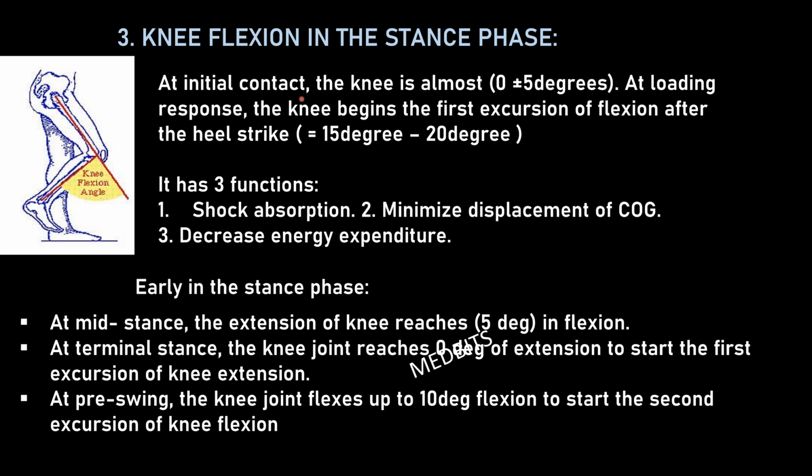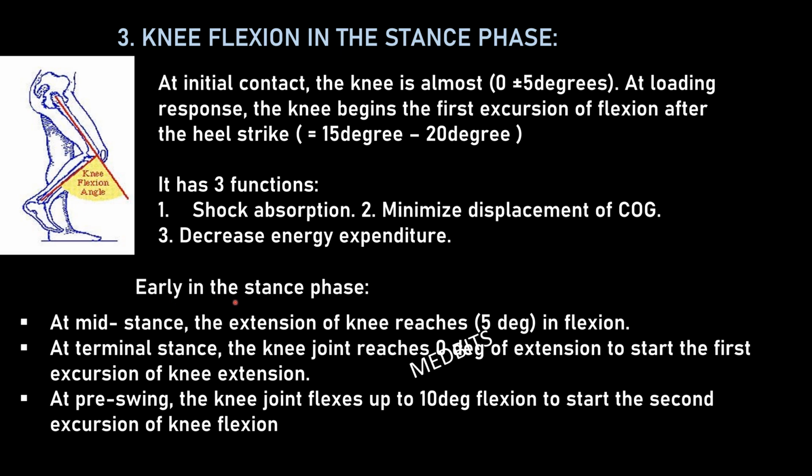Knee flexion in the stance phase. At initial contact, the knee is almost 0 plus or minus 5 degrees. At loading response, the knee begins the first excursion of flexion after the heel strike, which is 15 to 20 degrees. It has three functions: shock absorption, minimizing displacement of center of gravity, and decreasing energy expenditure.